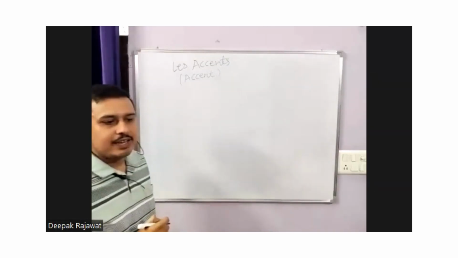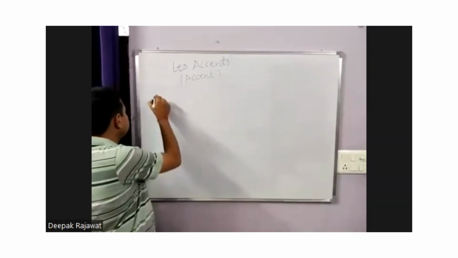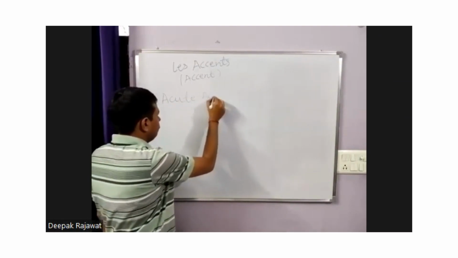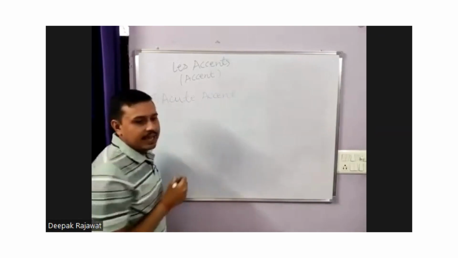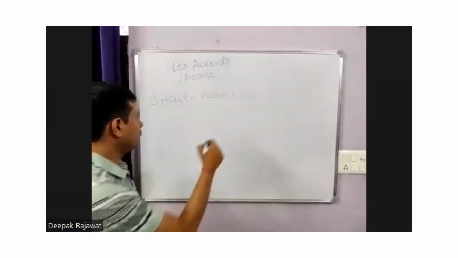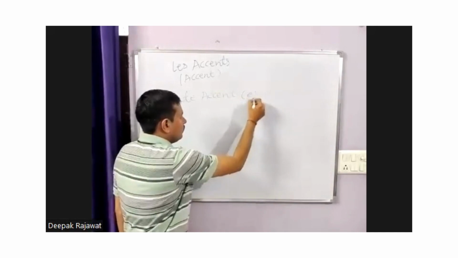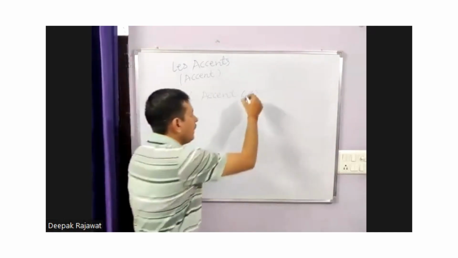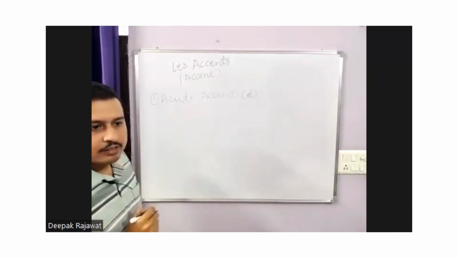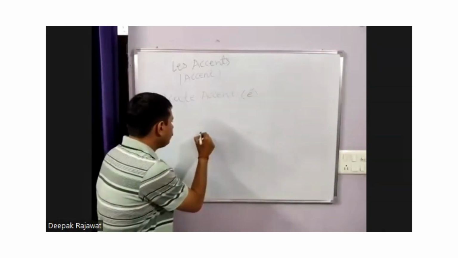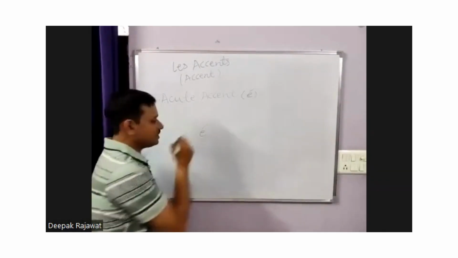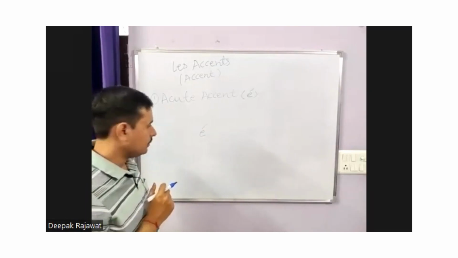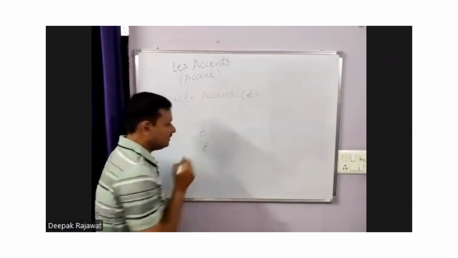We have the first accent, acute. Acute accent. In this, we first write E and put this accent. This is only put on E. We write E and then put this accent.